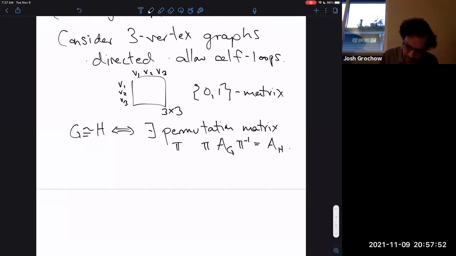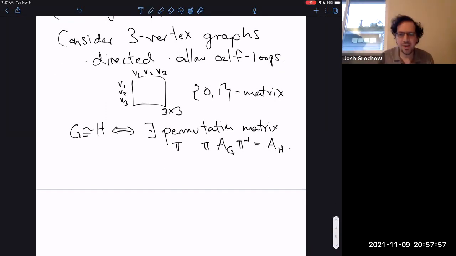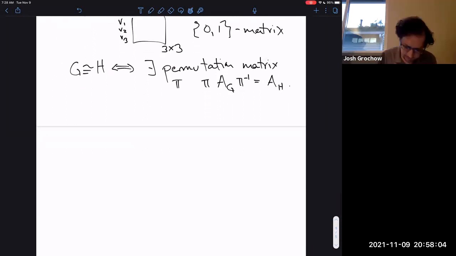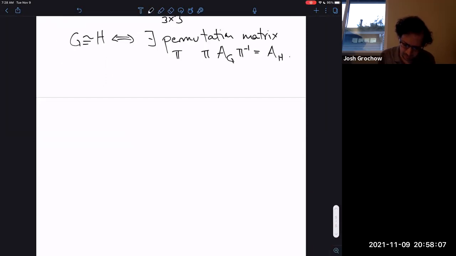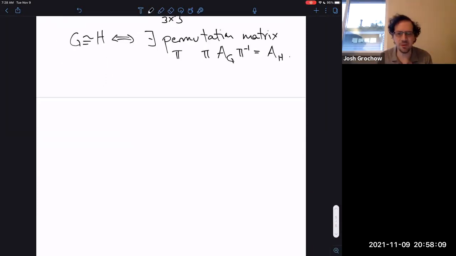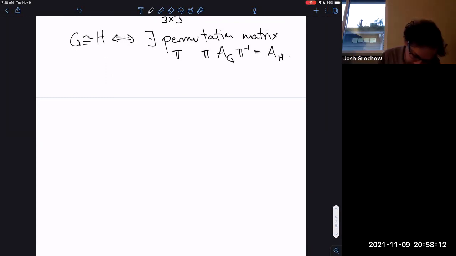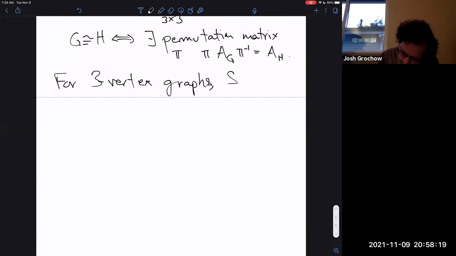Okay, so in our example, for 3 vertex graphs, we're looking at S3. The nice thing about S3 is that its representations are particularly simple. So I can tell you all of them. And they're things that more or less, even if you haven't seen representation theory, you've probably seen before. So for 3 vertex graphs, we're dealing with S3. Okay, and what are the irreducible representations of S3?